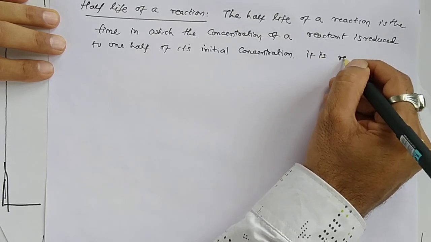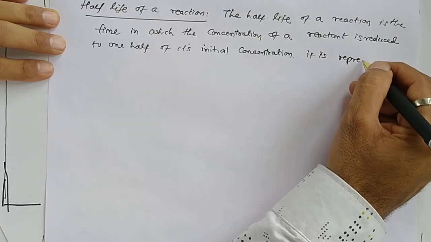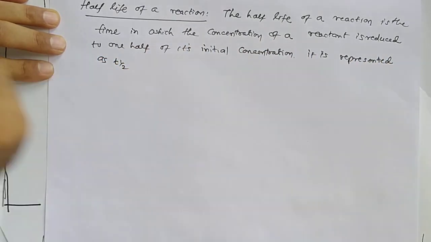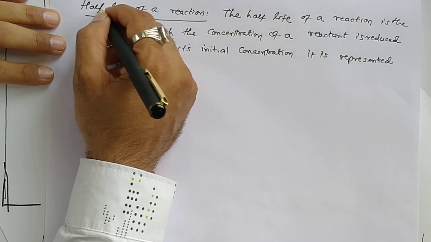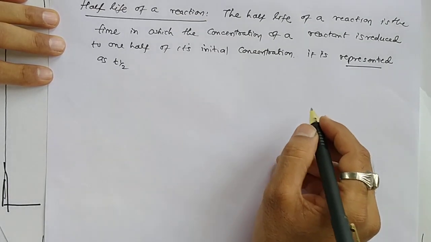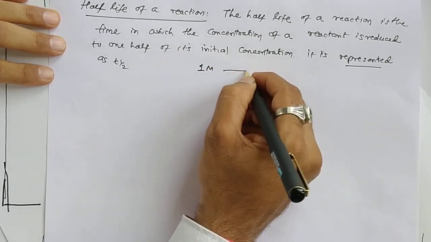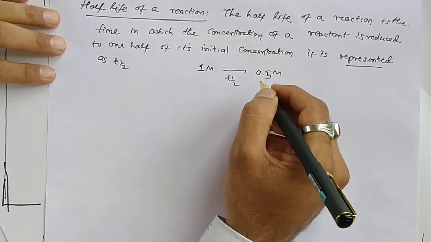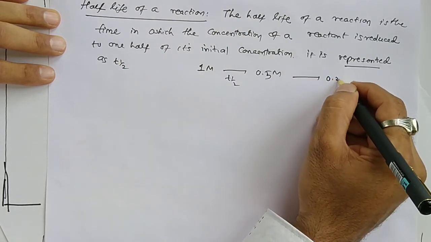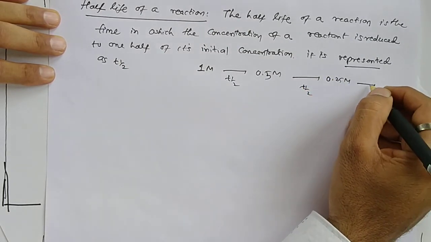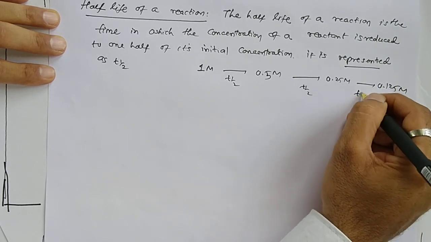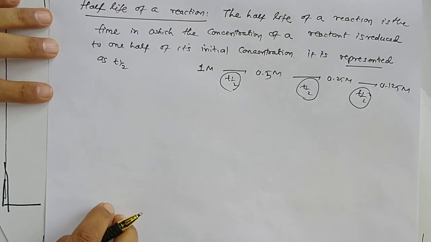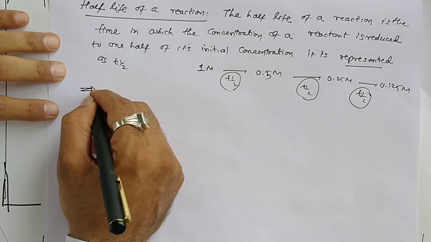It is represented as T1/2. Initial concentration is 1 molarity. When it became 0.5, the time taken is T1/2. From 0.5 it became 0.25, so it is T1/2. The time taken for the concentration to become half of the initial concentration, that is T1/2, the half-life of a reaction.